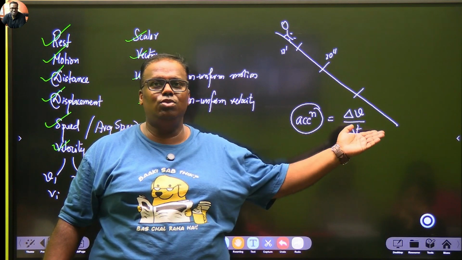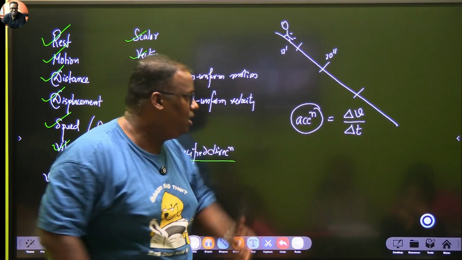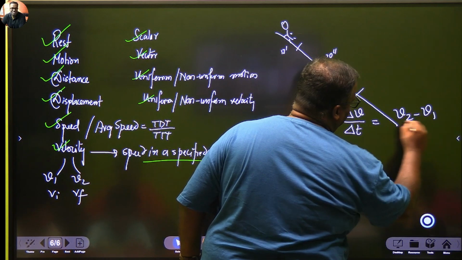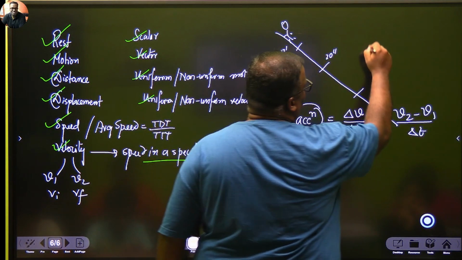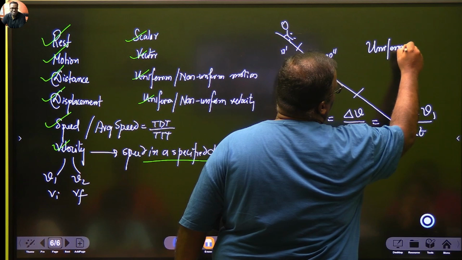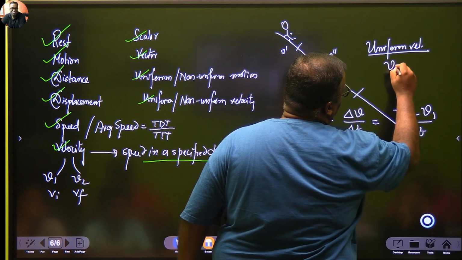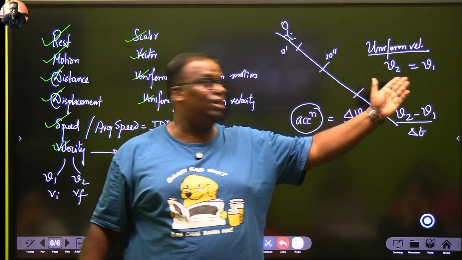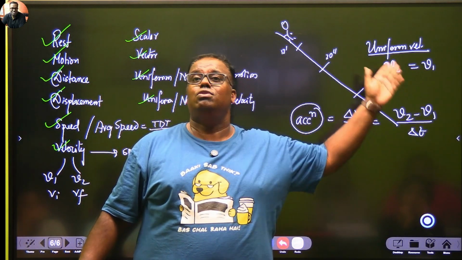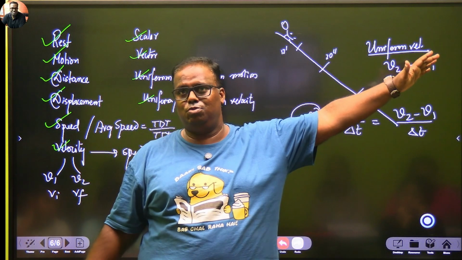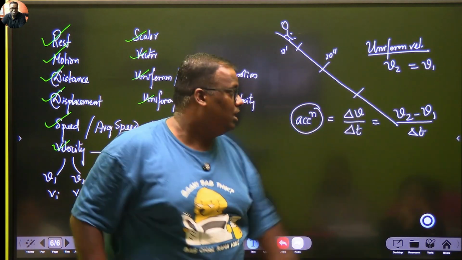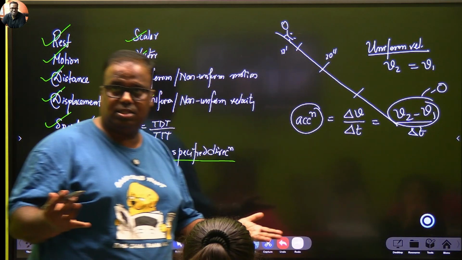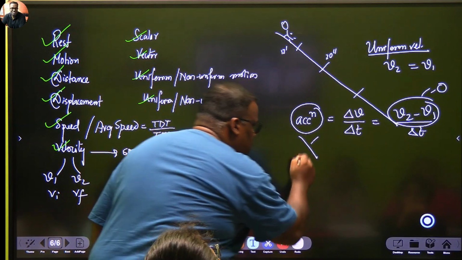If velocity is uniform, then to ye paida hi nahi hoga. Just see, what is delta V? Delta V is V2 minus V1 divided by delta T. If you are talking about uniform velocity, then V2 has to be equal to V1. Your velocities cannot change. Uniform velocity means V2, V1, V3, V4, all velocities have to be same. Yes or no? Then if they are same, don't you think the numerator becomes 0? Yes. So acceleration ka to janam hi nahi hua.